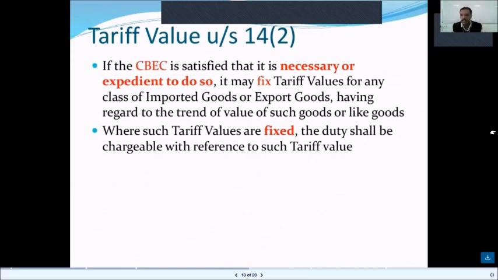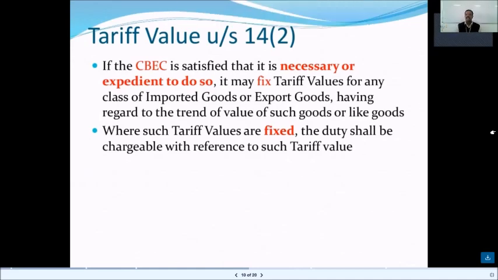Now the next method is based on tariff value. If the CBEC is satisfied that it is necessary or expedient to do so, it may fix the tariff values for any class of imported goods or export goods, having regard to the trend of value of such goods or like goods. Where such tariff values are fixed, the duty shall be chargeable with reference to such tariff value. According to the tariff rules, whatever is being fixed, they are going to do that.